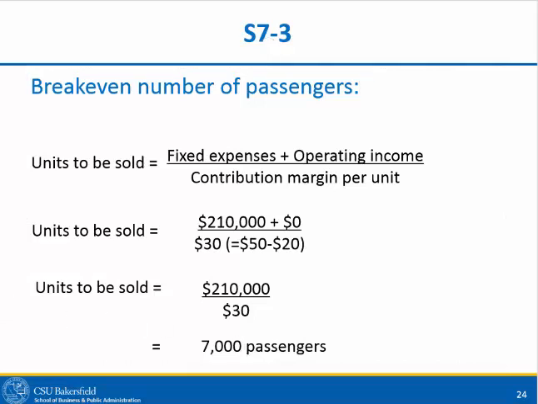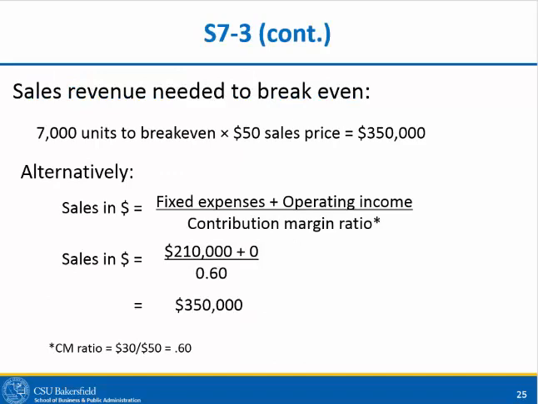Okay. So now the next question, how can we find the sales revenues needed to break even? What does 7,000 passengers mean to me? Well, that means a lot of revenues, right? So how much is the revenue? You can multiply 7,000 units to break even by the $50 sales price. Then you get 350,000. So sales revenue needed to break even is 350,000.